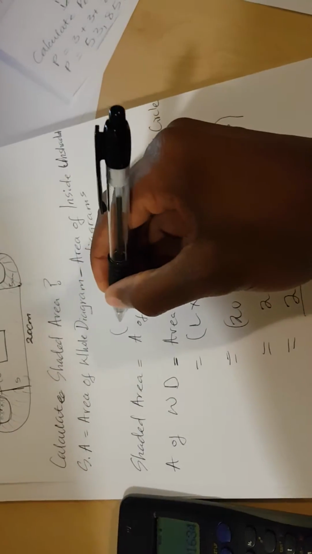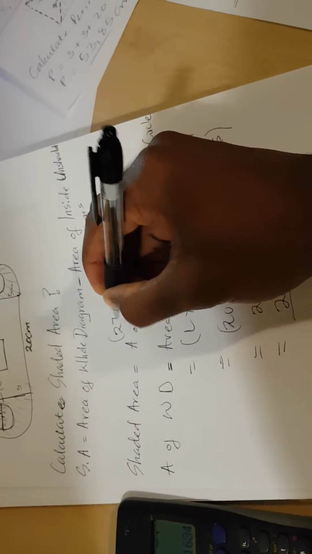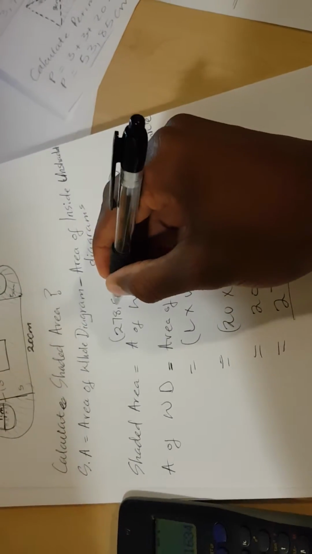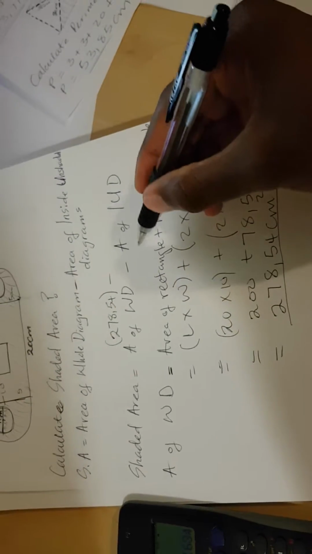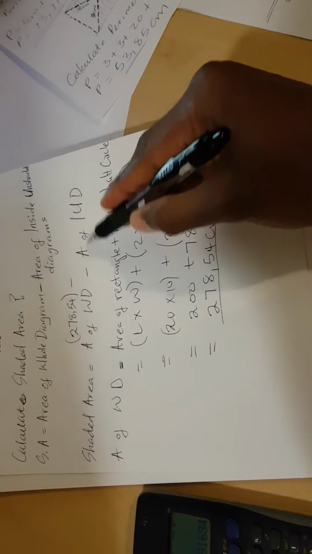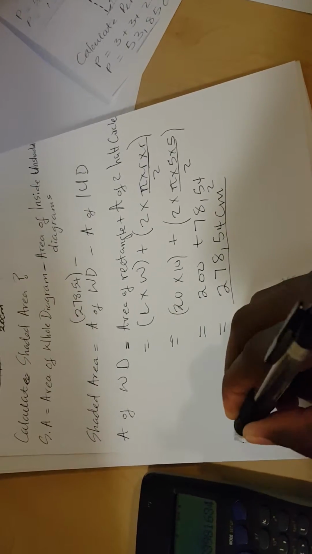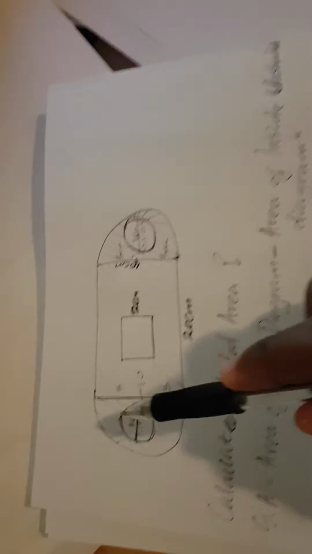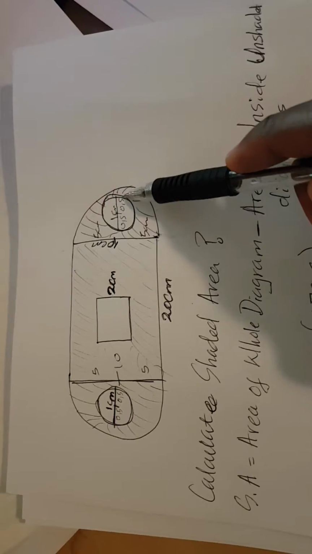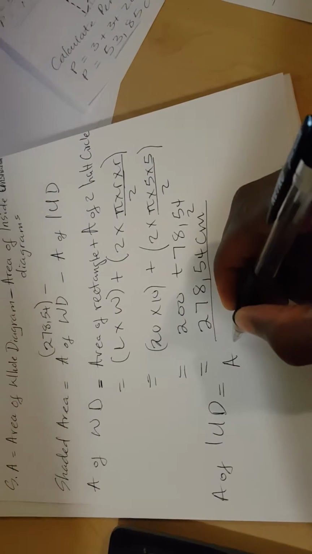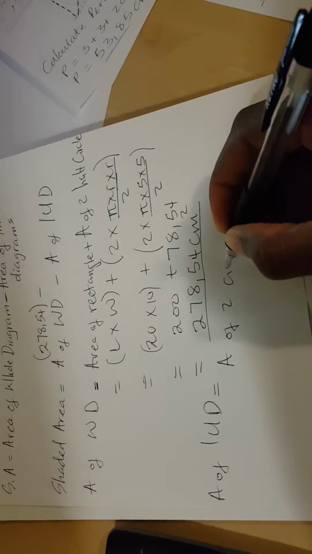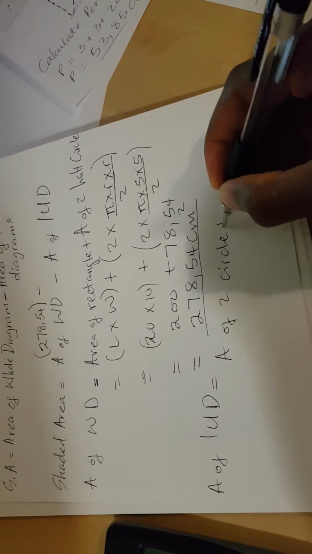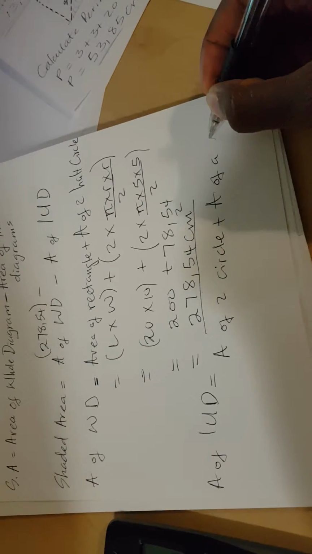So the whole diagram is 278.54 minus the inside unshaded diagram. We don't know about them, so let's calculate the area of the inside unshaded diagram. As you can see, the inside unshaded diagram is 2 equal small circles and a square. So it's going to be equal to the area of 2 circles plus the area of a square.